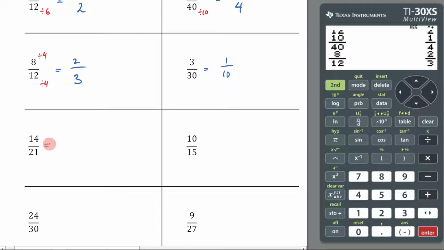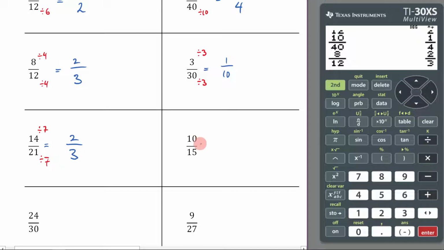I'll come to the next one here. 14 and 21, both divisible by 7 here. So it's really important that you can look at these numbers. And what I'm kind of thinking in my head is, these are both in the 7 times tables. That's how I know I can divide them both by 7. Even up here, I'm looking at 3 and 30, and I know that both of these appear in the 3 times tables. That's how I know I can divide them by 3. So as I come over here, I'm going to go, well, 14 divided by 7 is 2, and 21 divided by 7 is 3. So it will be 2/3 again.